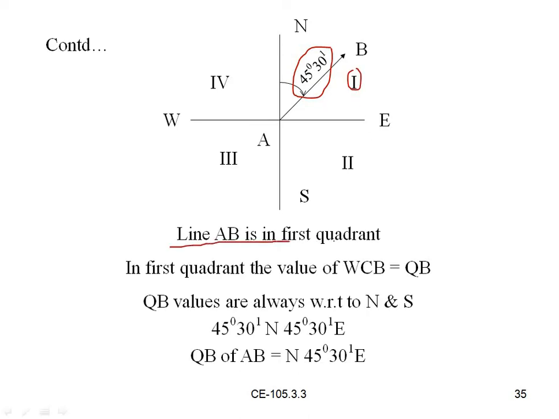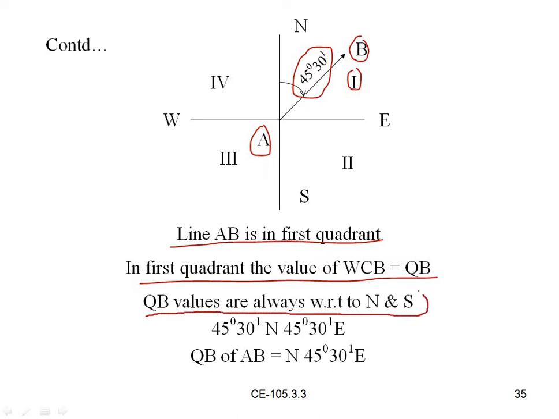So line AB is in the first quadrant. In the first quadrant, the value of whole circle bearing is equal to quadrantal bearing. Quadrantal bearing values are always with respect to north and south, so we will write 45 degrees 30 minutes, north 45 degrees 30 minutes east. So the quadrantal bearing of AB is north 45 degrees 30 minutes east.